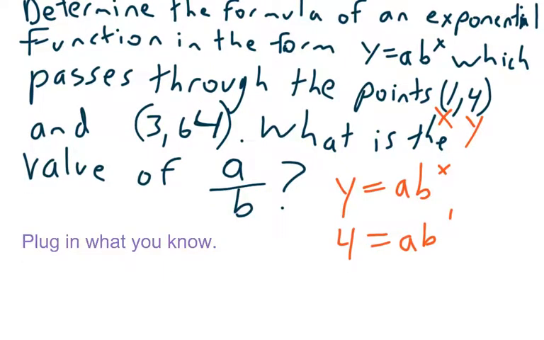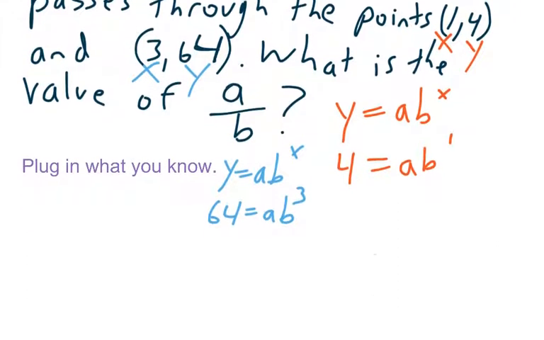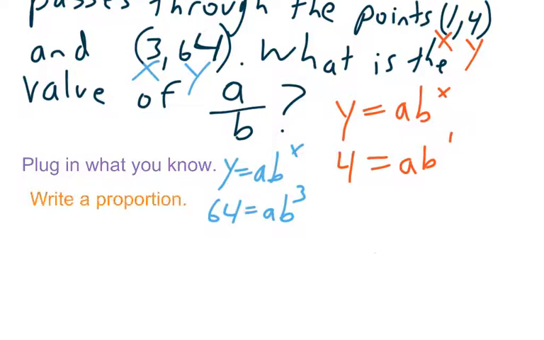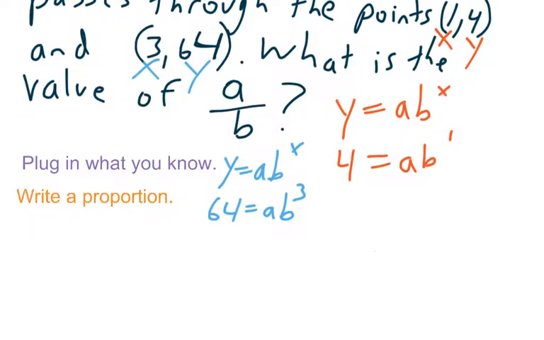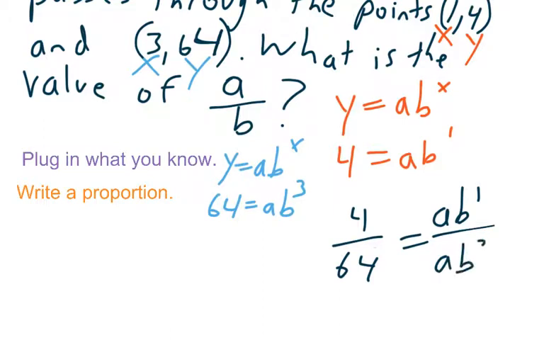And then I'm going to do that same thing again for the other one. So this is an x, this is a y. So writing the same function down again, y equals ab to the x. Plug in 64 for y, plug in 3 for x. So now that I know this is true, I can write a proportion. So for example, I could say 4 is to 64 as ab to the first power is to ab to the third power.